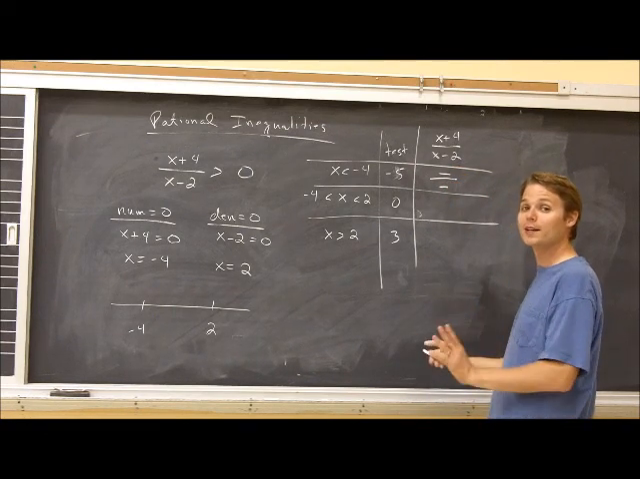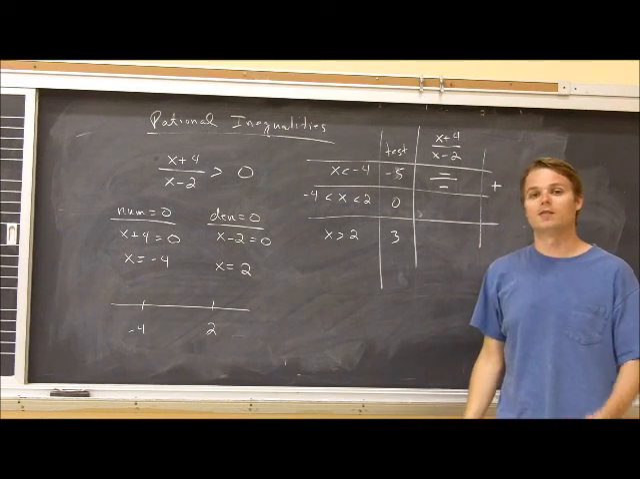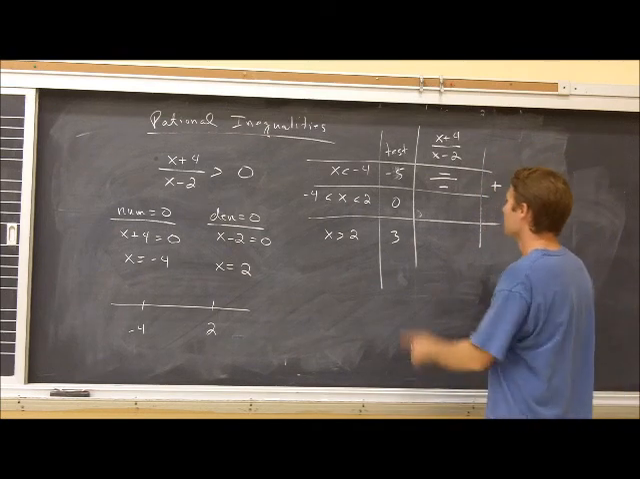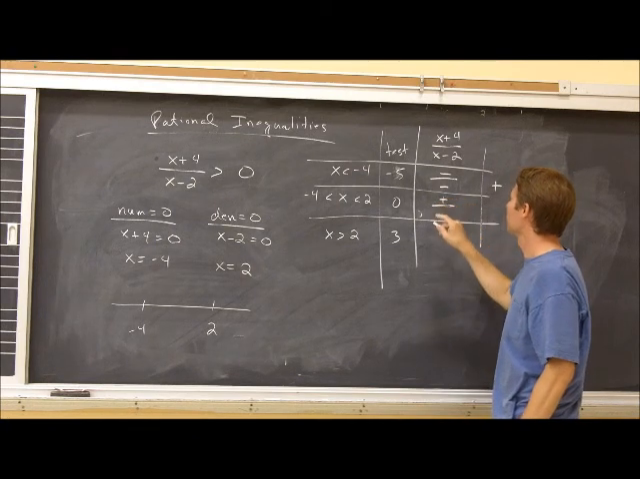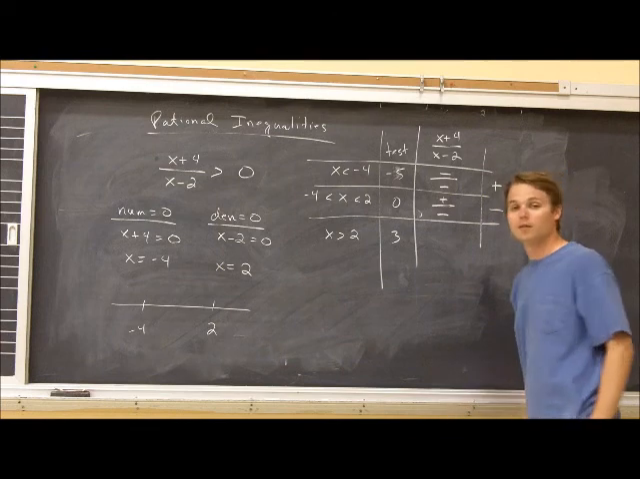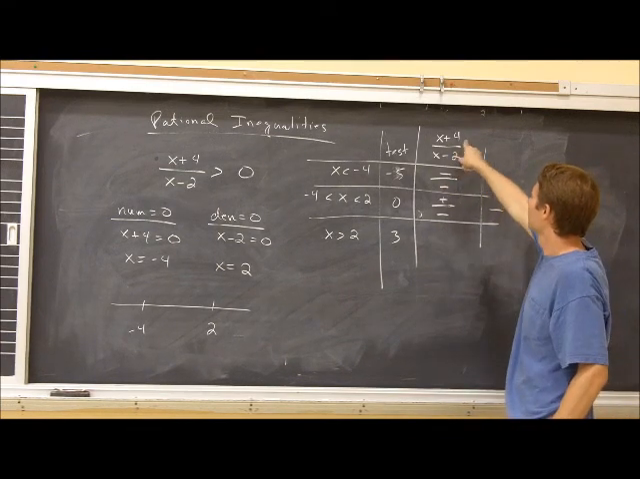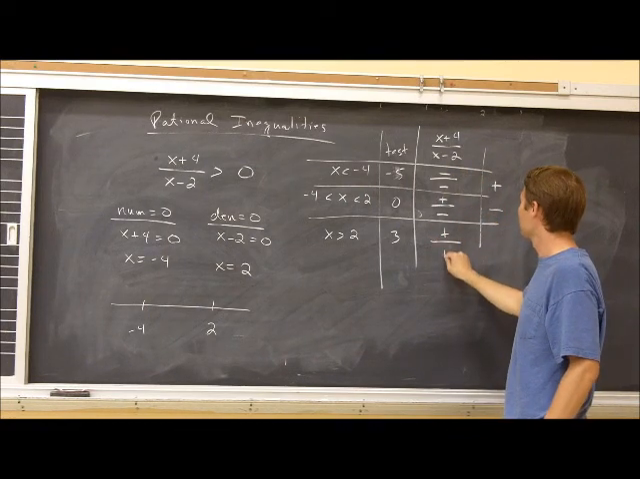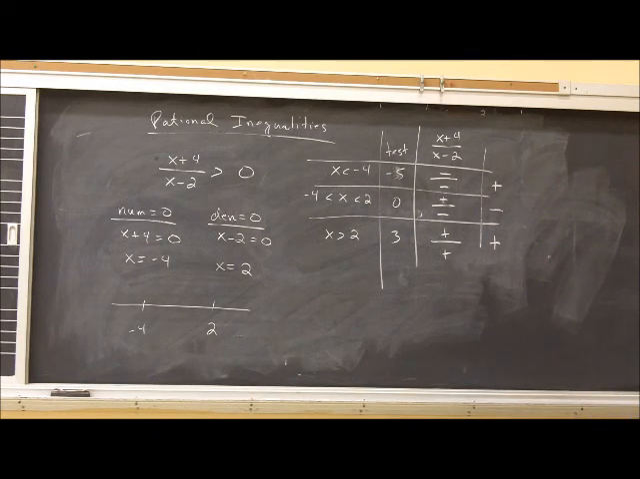Again, I don't care what that number is. I just care, is it positive or is it negative? Well, a negative divided by a negative is always positive. Okay, what about plugging in x equals 0? Well, 0 plus 4 is definitely positive, but 0 minus 2 is definitely negative. So a positive divided by a negative is always negative. X equals 3. 3 plus 4 is positive, and then 3 minus 2 is also positive. So a positive divided by a positive is positive as well.